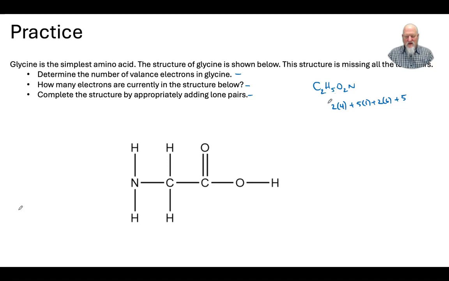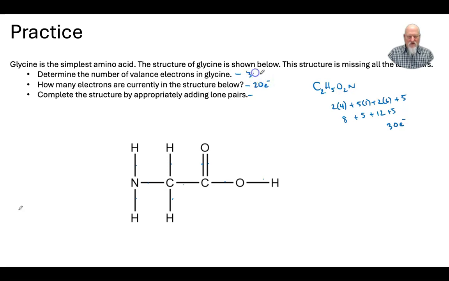So I've got 2 times 4 is 8, plus 5, plus 12, plus 5. 8 plus 5 is 13, plus 12 is 25, plus 5 is 30. So I need 30 electrons in that structure in the end. Let's count how many there are. Since they're only in bonds, it's pretty easy: 2, 4, 6, 8, 10, 12, 14, 16, 18, 20. So answering the second question, there are currently 20 electrons in the structure.